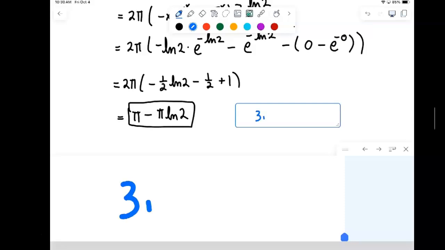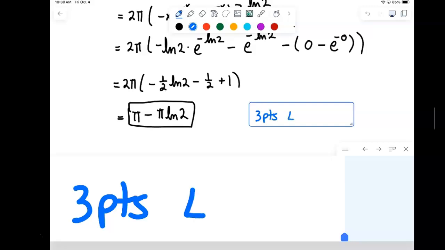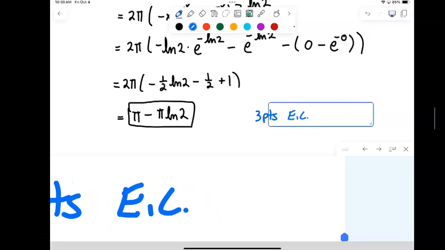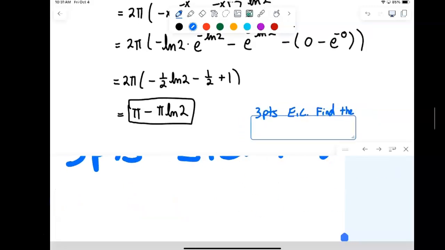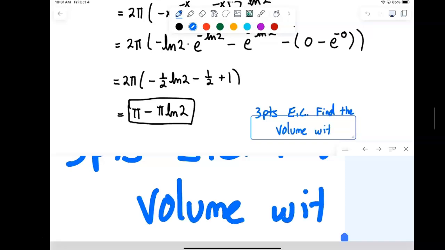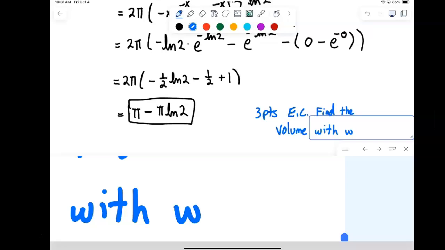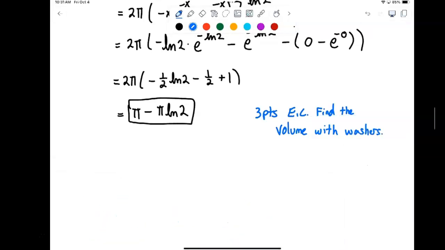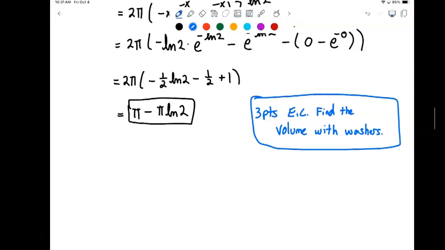So if you would like, you can turn this in to me, just send me an email with it. 3 points of extra credit. Find the volume with washers. Okay, find the volume with washers. So if you'd like to do that, send that to me for a little bit of extra credit.